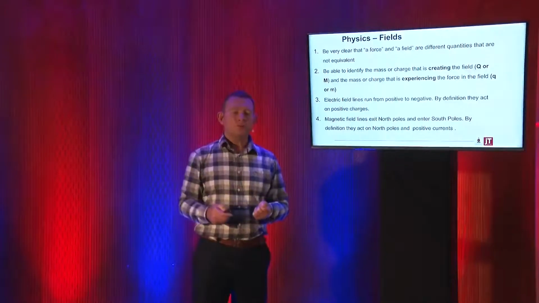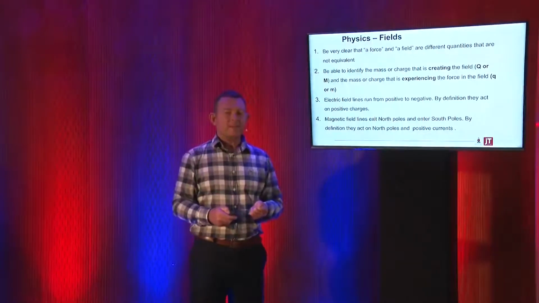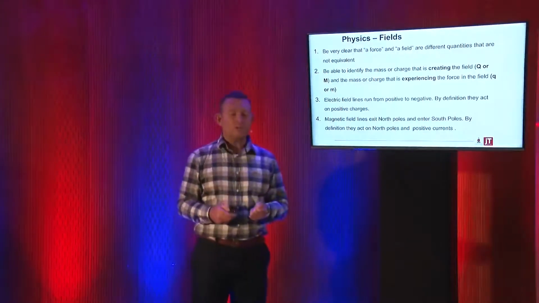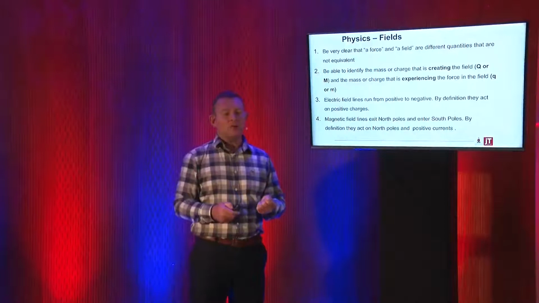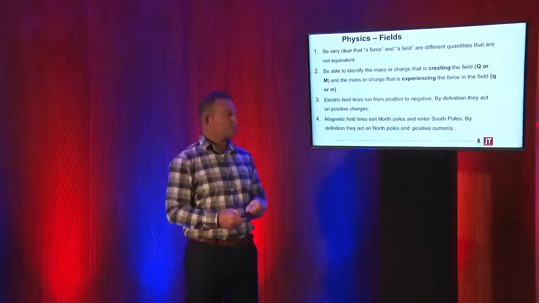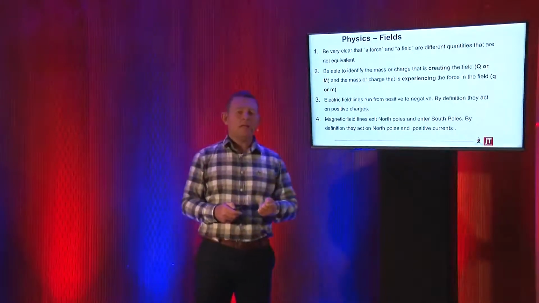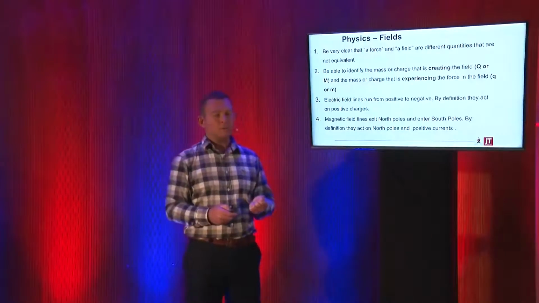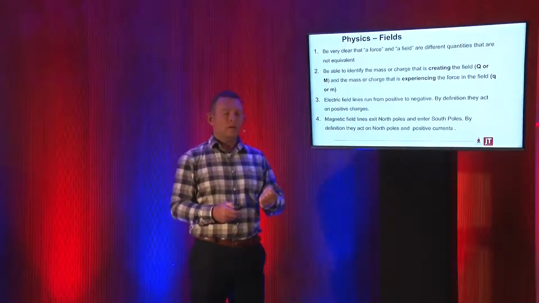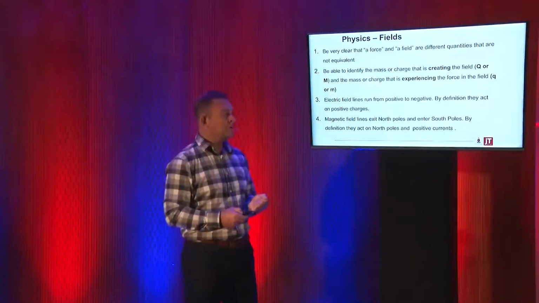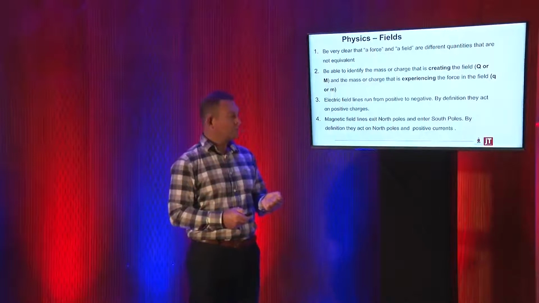Something to take note of is that magnetic fields and electric fields are not the same thing. Electric fields run from positive to negative. They act on charges, and the direction of the lines is from positive to negative. Magnetic fields, however, exert forces on magnetic poles, and their direction is shown by the direction that a north pole would experience. The magnetic field lines exit north poles and enter south poles.